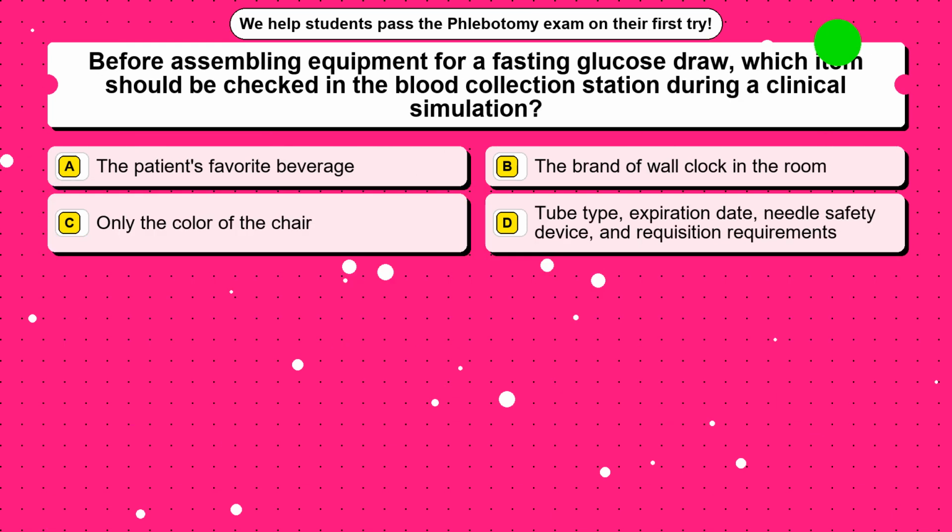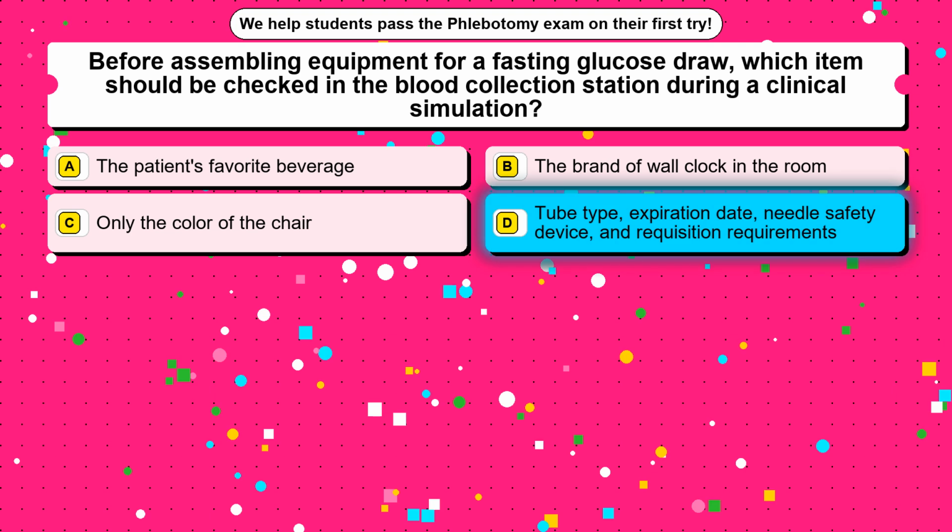Question 60. Before assembling equipment for a fasting glucose draw, which item should be checked in the blood collection station during a clinical simulation? Option A. The patient's favorite beverage. Option B. The brand of wall clock in the room. Option C. Only the color of the chair. Option D. Tube type, expiration date, needle safety device, and requisition requirements.